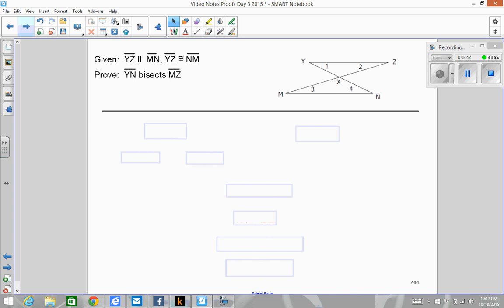This is our last proof. If you want to take a minute, pause the video, run through this whole proof, see if you can do it. That'd be great. At least prove the triangles congruent, and then start the video again.